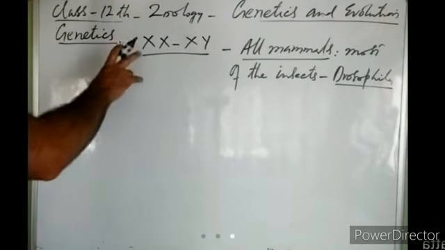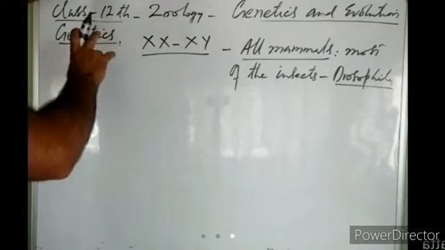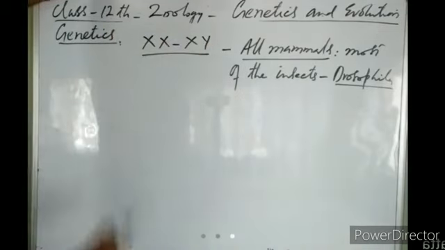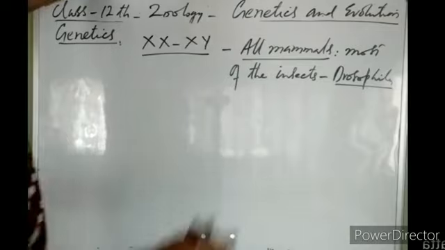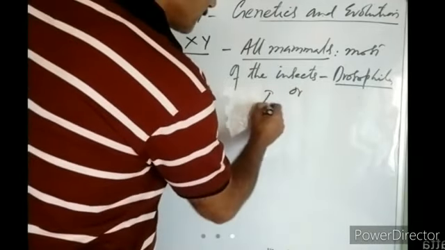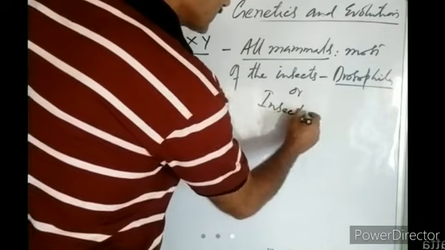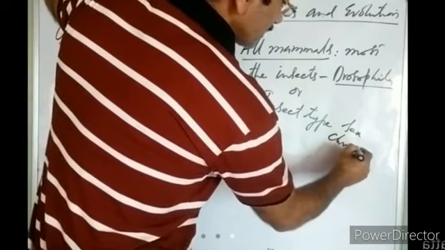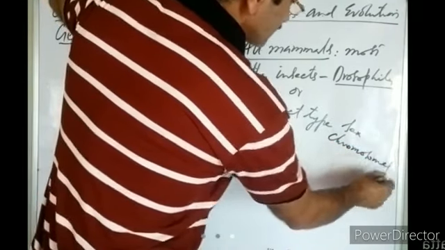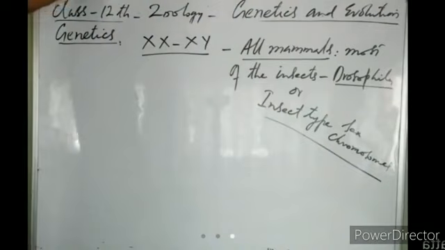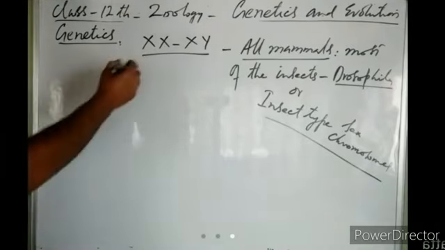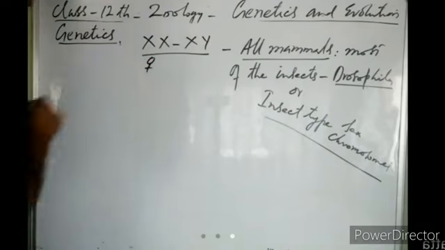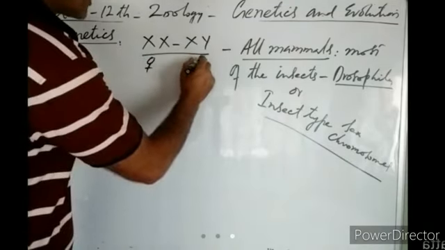So this condition is found in all mammals and most of the insects, including Drosophila. It is also known as insect type condition, or insect type sex chromosomes, because it is found in most of the insects. Some authors also call it insect type sex chromosomes, right? Here in this XX-XY condition, a female is homogametic, a male is heterogametic.